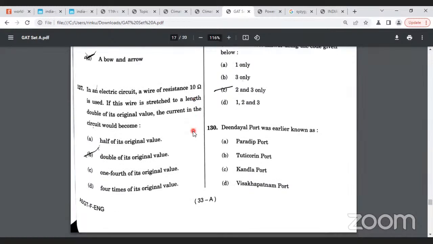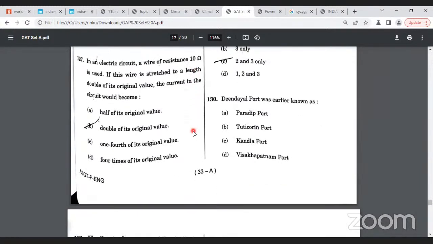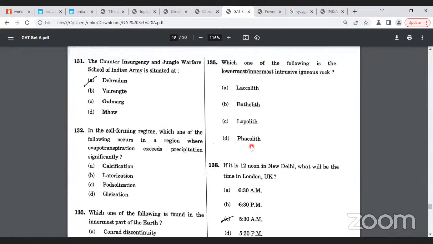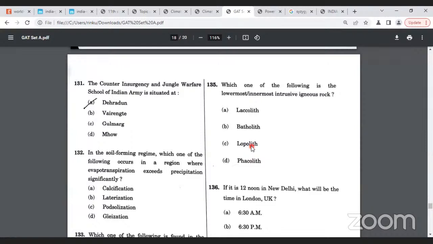Question number 130. Deen Dayal Port was earlier known as Kandla. Kandla has been renamed as Deen Dayal Port, India's number one port when it comes to processing currently. Kandla Port in Gujarat was opened as a replacement to Karachi. That's the port you're looking for. Question number 130, and the answer is C, Kandla Port. The Counter-Insurgency and Jungle Warfare School of the Indian Army is situated at Vairengte. This is in Mizoram. So that's your answer, option B.